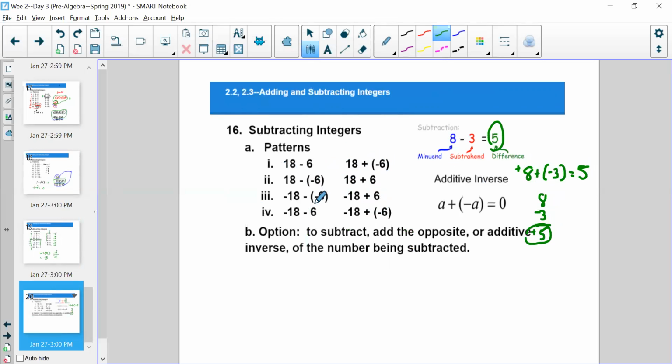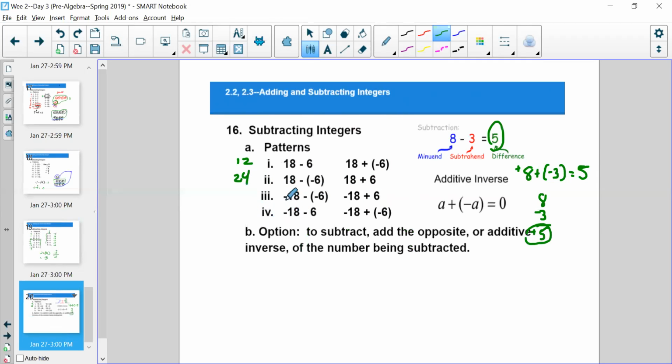These are some different ways you can look at subtraction, where 18 is the larger number, so the minuend is larger than the subtrahend. So 18 minus 6, well, that's going to end up being a positive 12. 18 take away a negative 6. Well, the 18 is larger than negative 6, and you're taking away negative 6, so that would be 24. Notice that results in a larger positive.